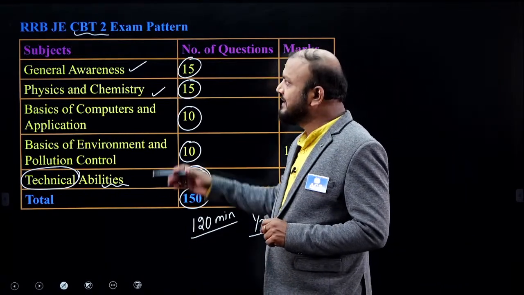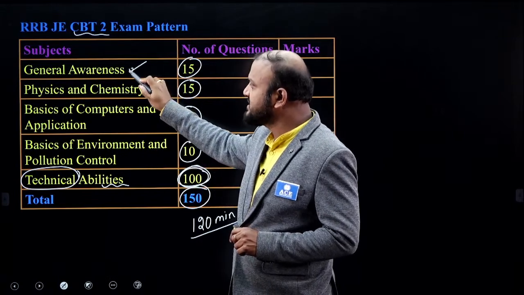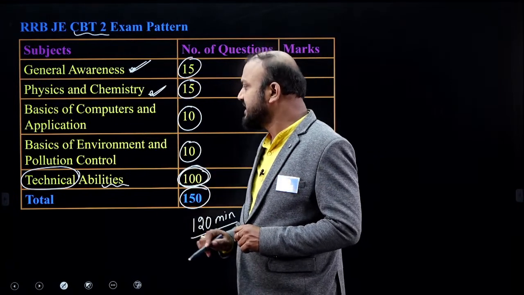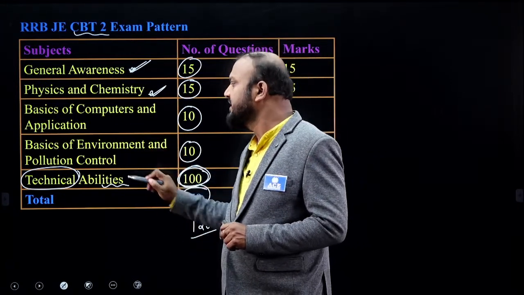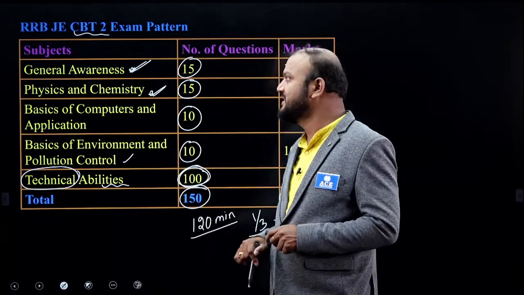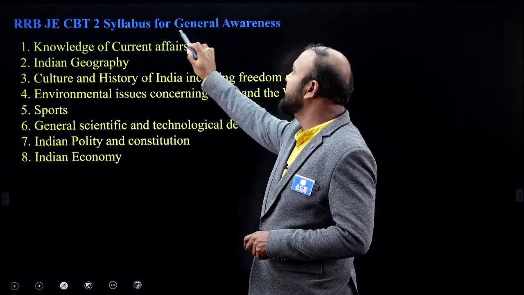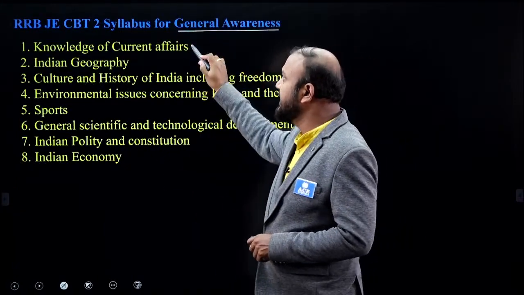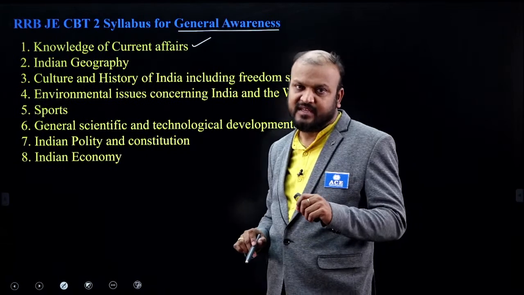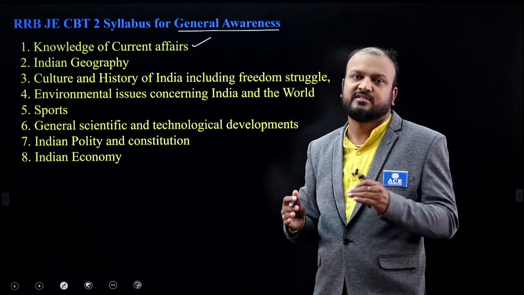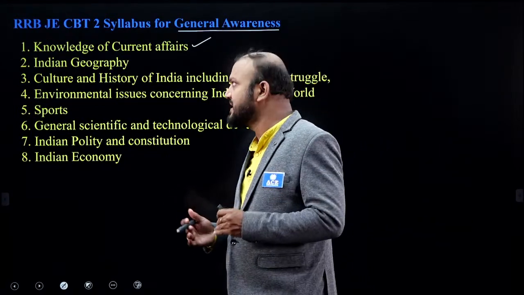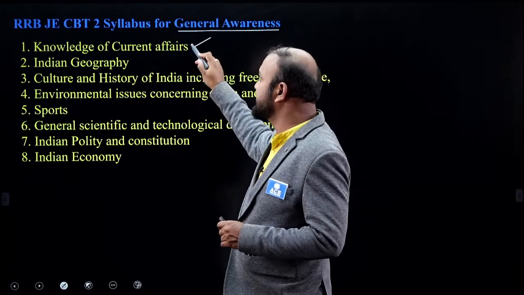Now look at this RRB JE CBT 2. Again we have general awareness, physics and chemistry, basics of computers and applications, basics of environment and pollution control, and technical abilities. When we go into more detail of this syllabus, general awareness requires knowledge of current affairs, meaning you need to go through the newspaper daily. You need knowledge of at least the past 2 or 3 years of current affairs. Questions are possible on the past 3 years or even 4-5 years, most of the time.